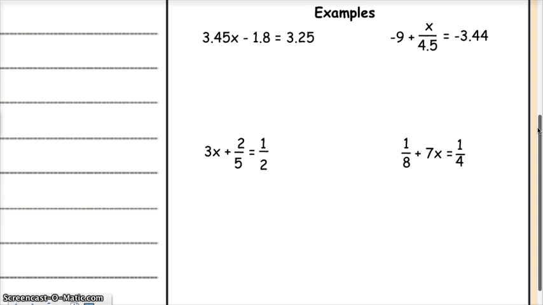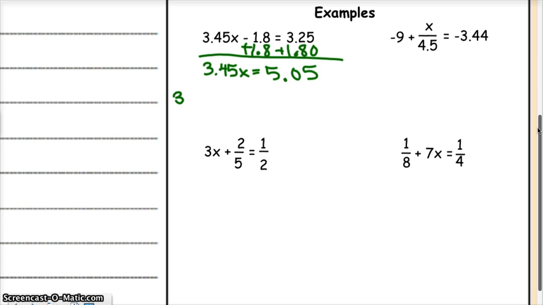Okay, first thing, we move what's not connected, so that would be the 1.8, keeping in mind that we line up the decimals. So I added that placeholder 0. And I get 3.45x equals 5.05. Now it's time for me to do some messy stuff. No, you can't use a calculator with this. So I know I'm going to divide. It's going to be 3.45 on the outside, 5.05 on the inside.